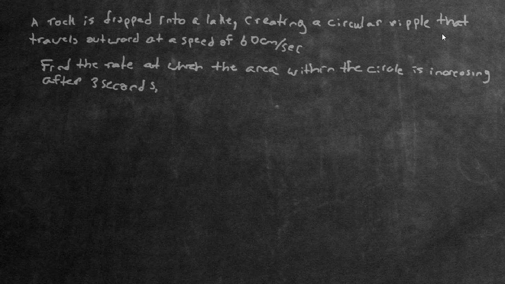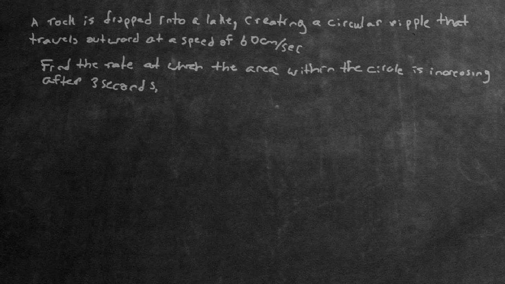Hello there, in this video we're going to be solving the following problem. A rock is dropped into a lake, creating a circular ripple that travels outward at a speed of 60 centimeters a second. Now find the rate at which the area within the circle is increasing after just 3 seconds, or at the 3-second mark. So the first thing I want to do here is label the data we're given.